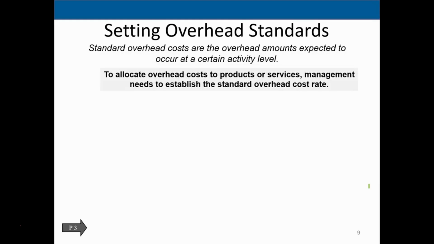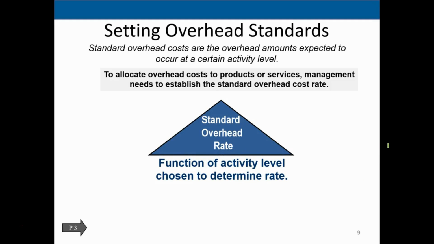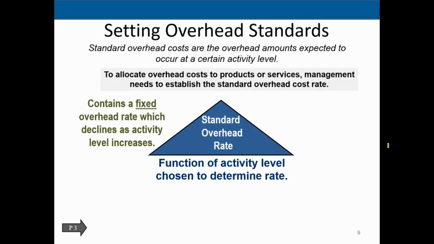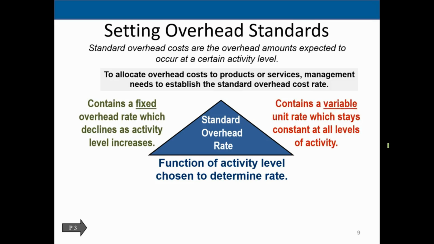So to allocate overhead costs to products and services, management needs to establish the standard overhead cost rate. So the standard overhead rate is a function of the activity level chosen at a determined rate. So we're going to have the standard rate, and it's going to be at a certain activity level. It contains a fixed overhead rate, which declines as activity levels increase, and it contains a variable unit rate, which stays constant at all levels. So that, of course, is the problem: when we come up with one rate, that rate has two types of costs in it that behave differently as activity levels change.